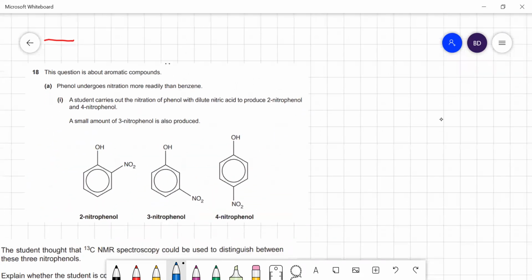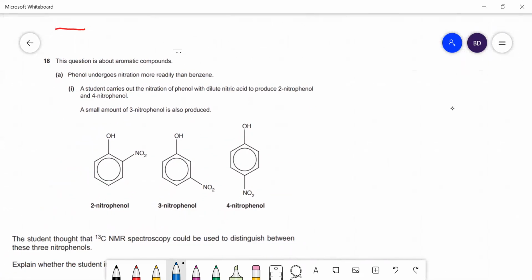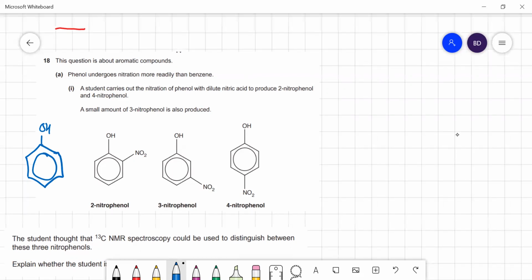Right, question 18. Phenol undergoes nitration more readily than benzene. So phenol has an OH on the benzene ring. A student carries out nitration of phenol. Of course, phenol is that, isn't it? It sticks an NO2 group on it, replacing one of the hydrogens, to produce 2-nitrophenol and 4-nitrophenol and a little bit of 3-nitrophenol. The student thought that 13C spectroscopy could be used to distinguish them. Explain whether the student is correct.